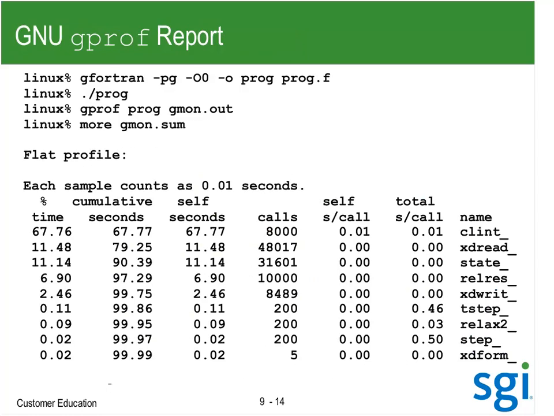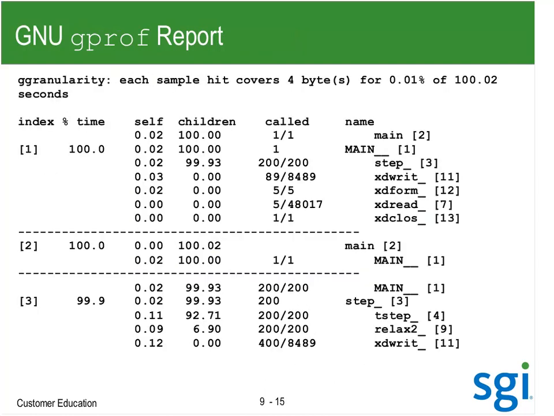So the first lab was to do a gfortran -pg for profile guided. And then we're going to run the program, and that program has been instrumented and has binary added to it around each subroutine, the block count. When that program is done running, it has left behind a gmon.out file. So when I do a gprof, specify where my symbol tables are and where the experiment sample file is, I get a gmon sum, and then I did a more on that. And again, I can see clint at the top of the list, and then xdread, and then state. And we'll also get into the caller or callee, how many times each subroutine called the other subroutines.